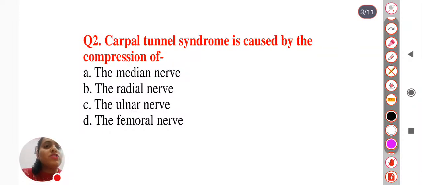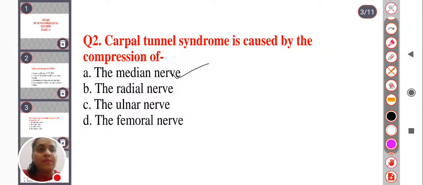Yes, this is very much correct. The median nerve is at the palm side of your wrist, and when it is compressed, maybe you are working on the computers, or regular pressure on that nerve can cause the carpal tunnel syndrome. Tingling could be there. Numbness can be there. So the first option is correct. It was a very direct question. Now let's move to the next slide.